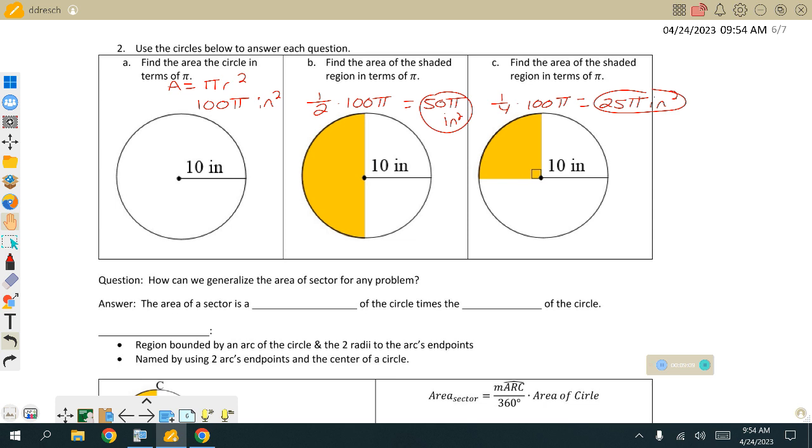Now the way that I wrote this out on B and C should look very similar to the back of that formula sheet from the work that we just did on Friday. 1/2 times 100 pi, 1/4 times 100 pi. The same idea. Now, 1/2 is what of a full circle? 180 over 360, right, times pi r squared. And what does 1/4 represent out of a full circle? 90 over 360.